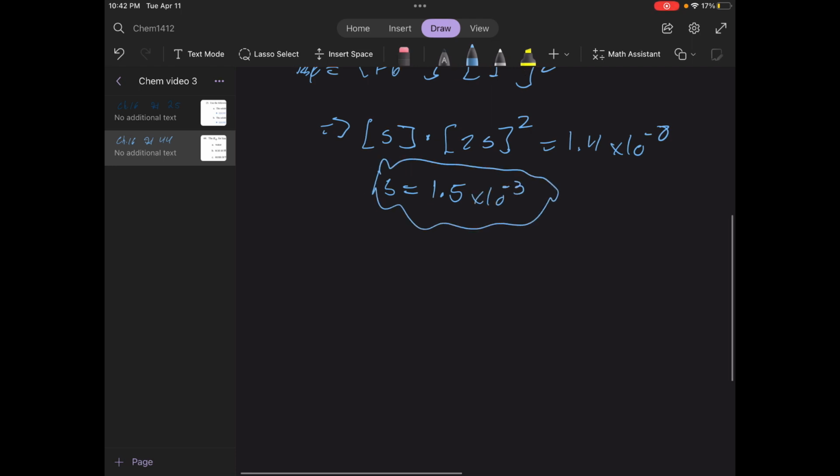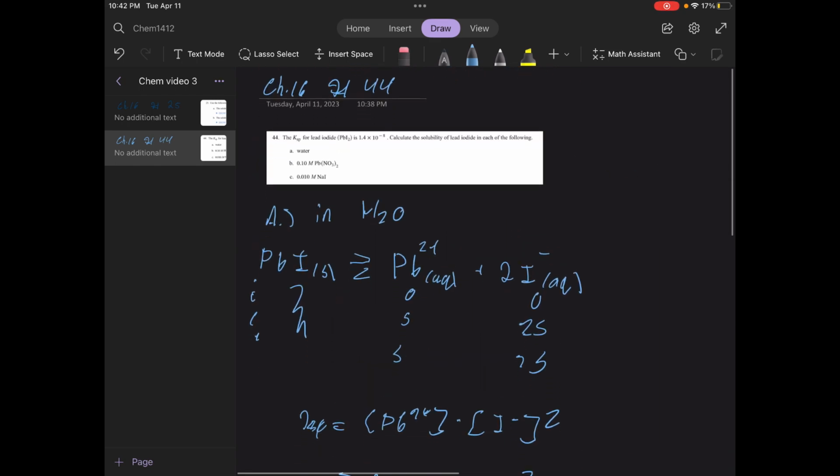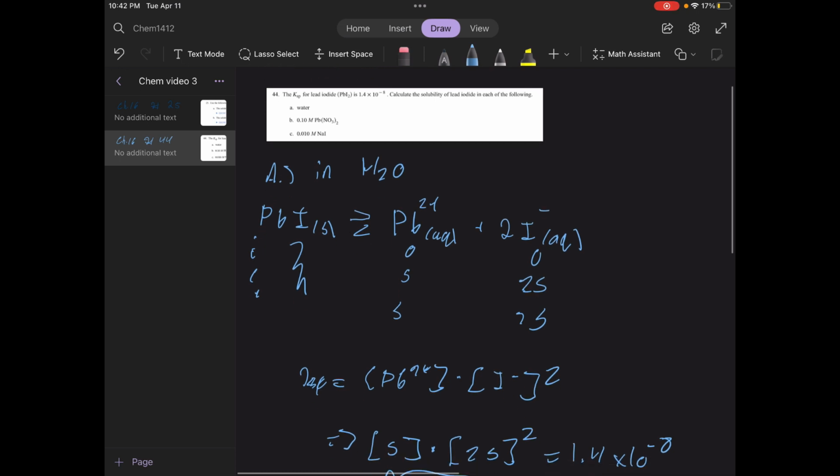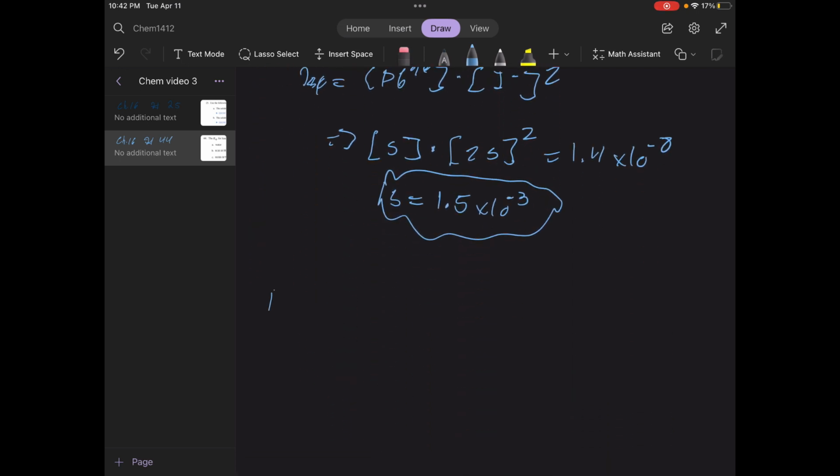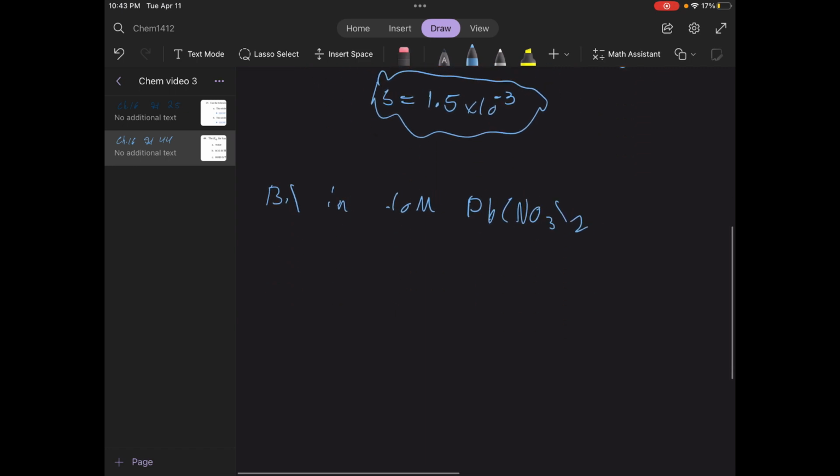That's the solubility in water. And in part B, it's asking about 0.10 M Pb(NO3)2. So for part B, in 0.10 M Pb(NO3)2, first we're going to want to set out the equation for this.